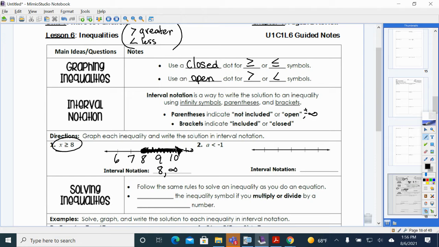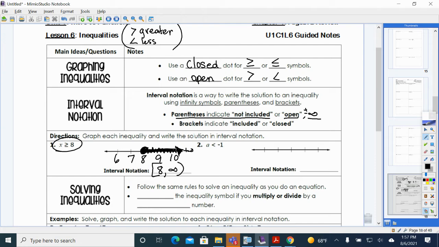Now for the ends of your interval notation, again, parentheses are going to indicate not included or open or an infinity. So I'm going to put a parentheses around that infinity symbol. Brackets indicate included or closed. At 8 is a closed circle, so we're going to put a bracket around the 8. So again, interval notation is just a shorthand way of representing what you have graphed for an inequality.